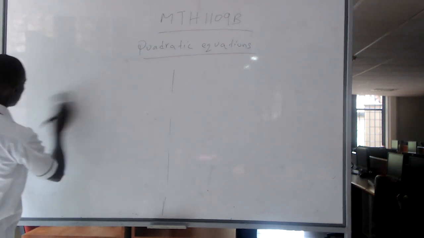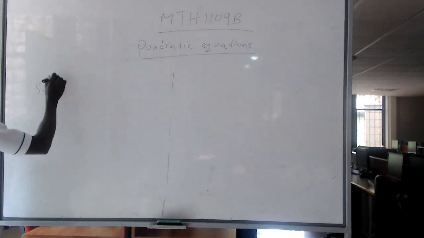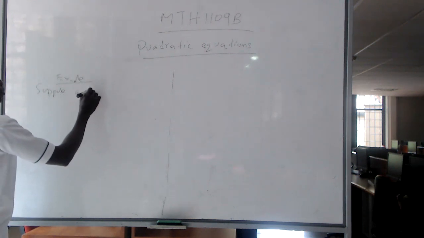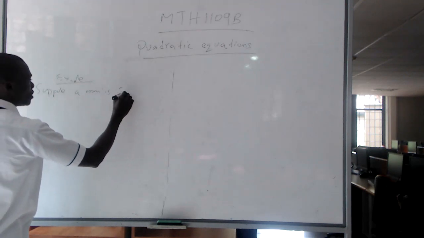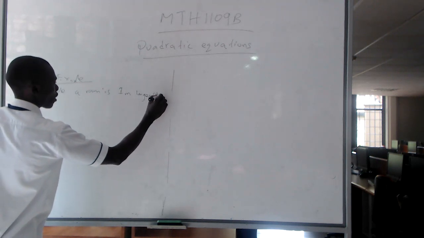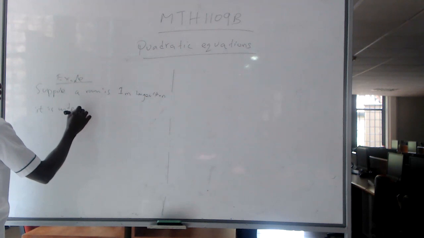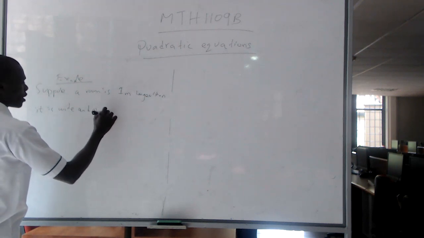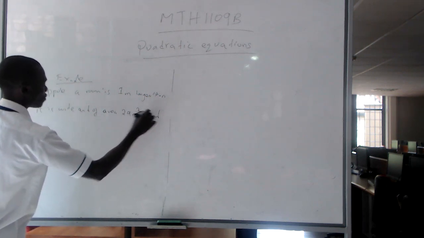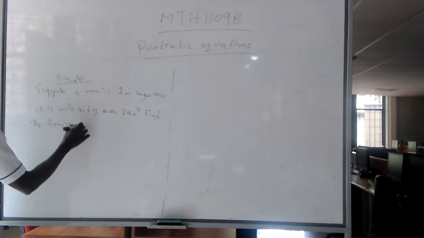So let me give an example. Suppose a room is 1 meter longer than it is wide, and its area is 29 square meters. Find the dimensions of the room.